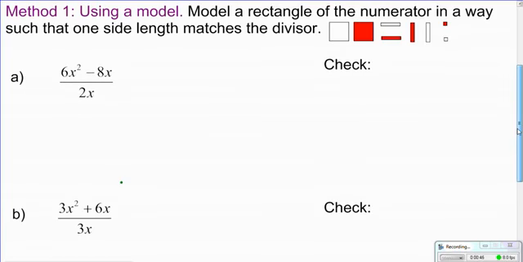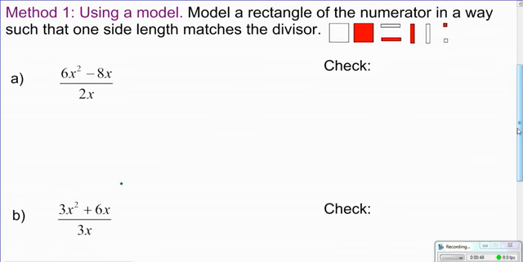Okay, so dividing a polynomial by a monomial. So we're going to start just by dividing a binomial by a monomial. And again, we're going to use the building method, or building a model, or sketching out a model. And so this is the area method. And so with dividing, the numerator is the area, and the denominator is one of the side lengths. Doesn't matter which side length, as long as we look for the other side length. So we are going to sketch this out and find the missing side length.